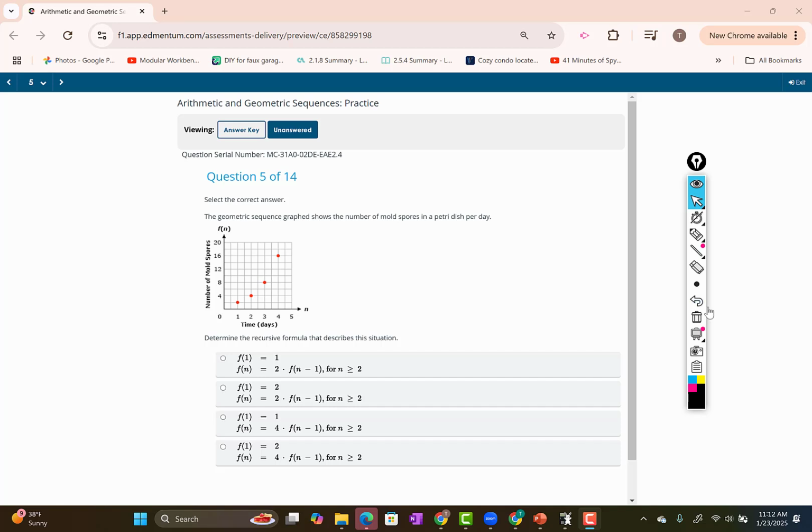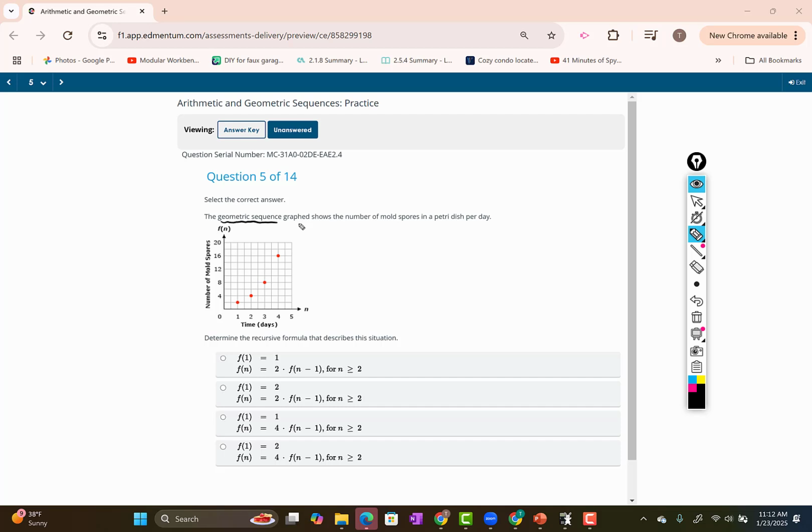Question 5, select the correct answer. The geometric sequence, so that means we're going to have a common multiplier. Graph shows the number of mold spores in a petri dish per day. Determine the recursive formula that describes this situation.